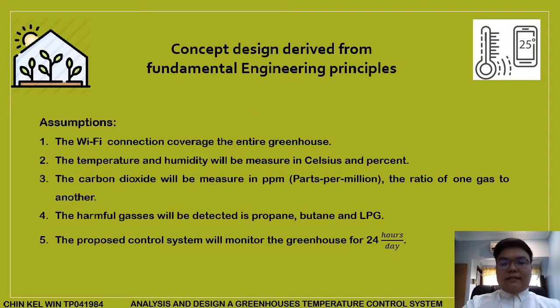There are certain assumptions while conducting this control system. The Wi-Fi connection has to cover the entire greenhouse. The temperature and humidity are measured in Celsius and percentage. The carbon dioxide level is in parts per million, ppm, and the types of harmful gases to be detected are propane, butane, and LPG. Last but not least, the proposed control system will monitor the greenhouse 24/7.